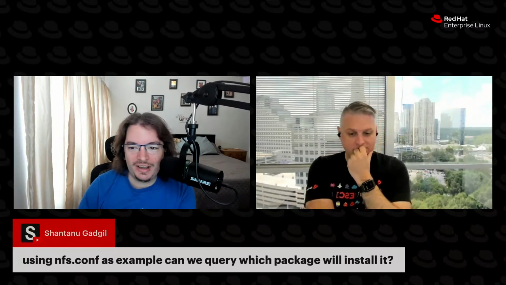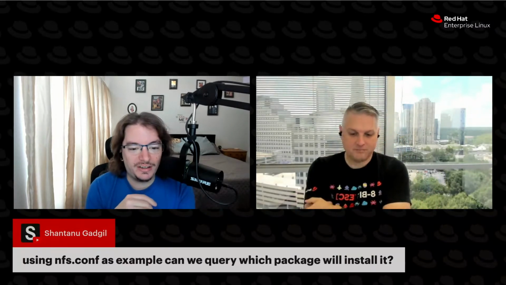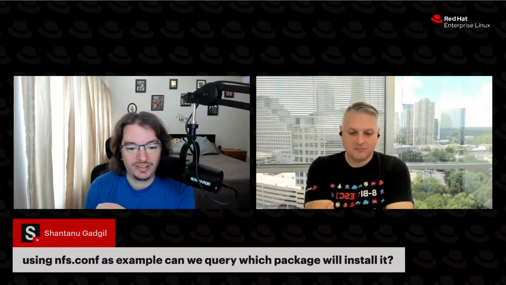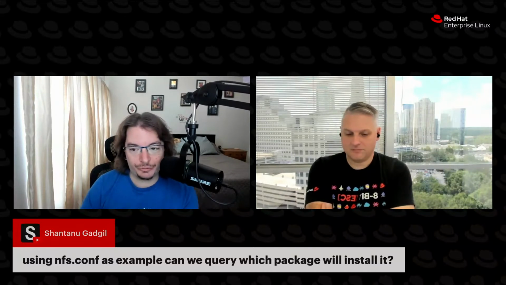So with that in mind, we had a question that came in over chat about using RPM to figure out what package provides a file. My example was NFS, which wasn't installed on our lab system for today. So my default would be dnf whatprovides, and then I could type in nfs.conf, and it would tell me what package I need to install. Is there an RPM equivalent to dnf whatprovides? So kind of, but no.